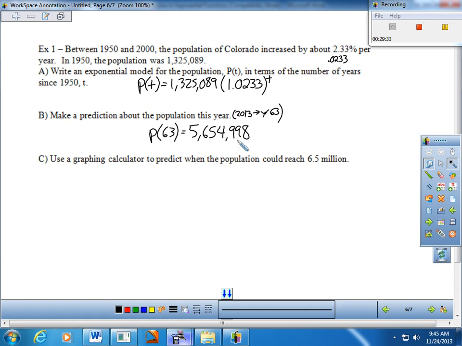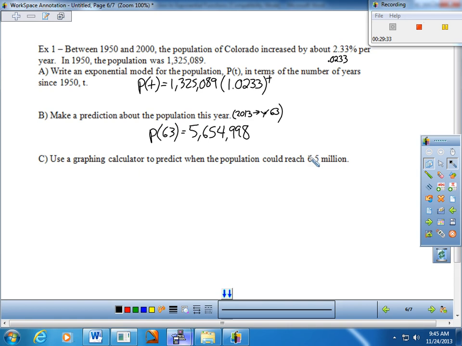So what do you say we do this last piece right here? Use a graphing calculator to predict when the population could reach 6.5 million. So just according to this, population is a little over 5.5 million. When could it reach 6.5? So I hope everyone is in agreement in this case that this is the dependent variable value there. This is the y value, the population, so to speak.